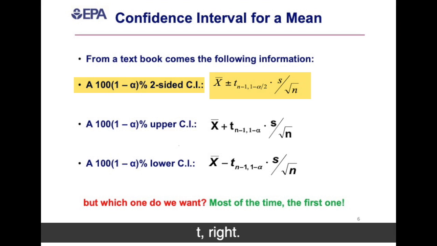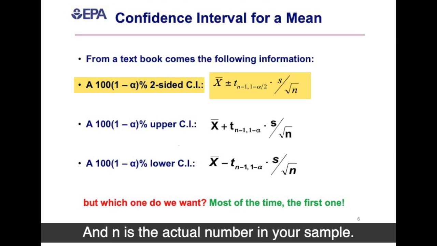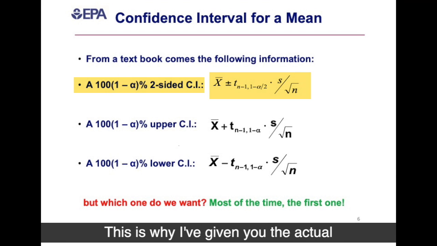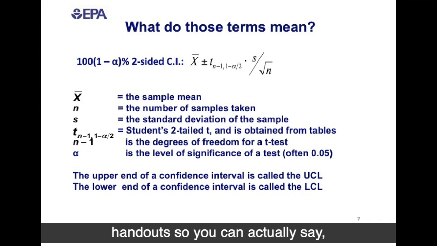T, right, with a whole lot of little flimsy bits. S is probably the standard deviation, and N is the actual number in your sample. So you say, all right, okay, fair enough. This is why I've given you the actual handouts, so you can actually say, oh, well, there it is.